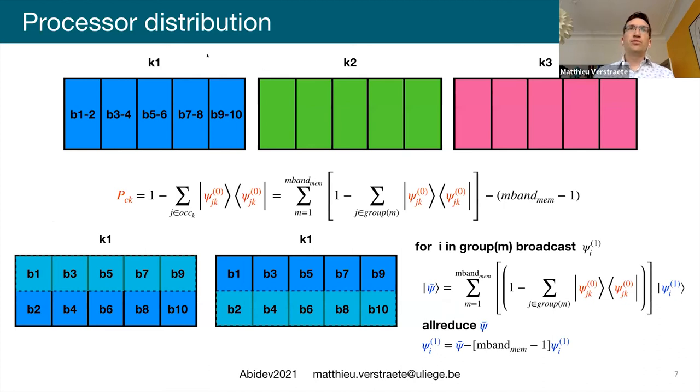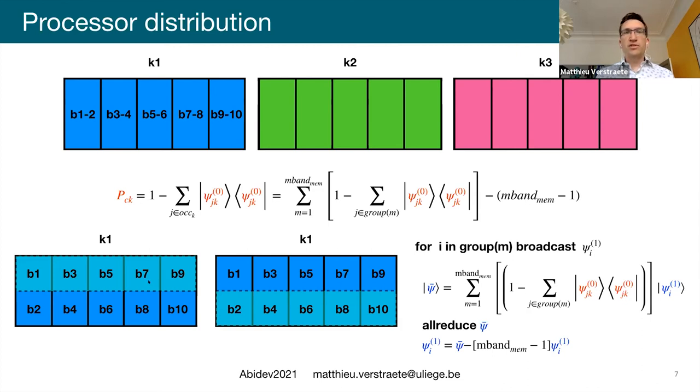Right. So the one operation which is a pain in this whole distribution is the projection, where I need all the bands for the ground state, and I need to project them onto operators or onto the perturbed wave functions. So here I have the distribution of all my bands across all the k-points and processors. If I look at the bands which are on my first set of processors, so in the first pool of bands, processor 1 has bands 1 and 2, 3 and 4, 5 and 6.